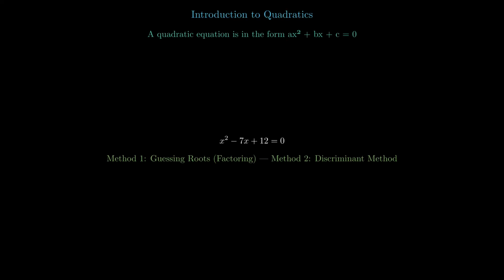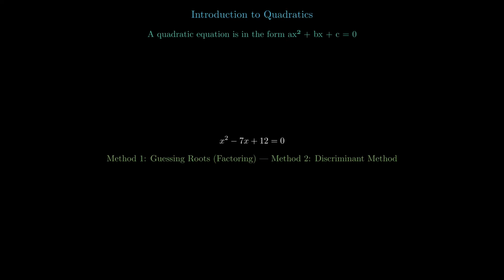Now, turn your attention to the center where our primary equation x² - 7x + 12 = 0 is written on screen. Here, the coefficients a = 1, b = -7, and c = 12 uniquely define our problem, ready to be solved using two different approaches.